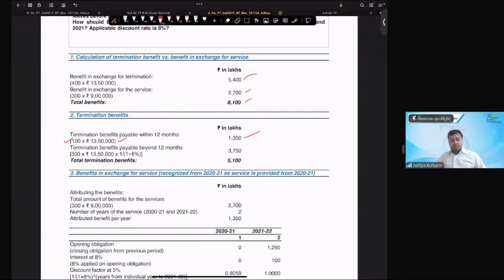Any doubts here? No, sir. The remaining 300 employees, I will be paying them 1 year down the line after they complete the closure. Understood? Yes. So that will be 300 into 13 lakh 50 divided by 1.08. 8% is the discounting factor. Payment happens after 1 year. That means bring it to the present value. So 3,750. Are we okay with this?